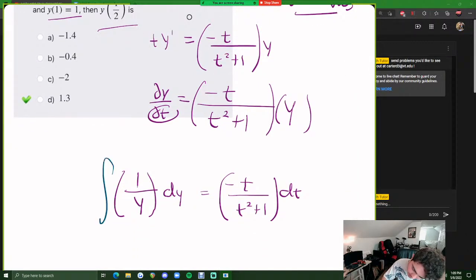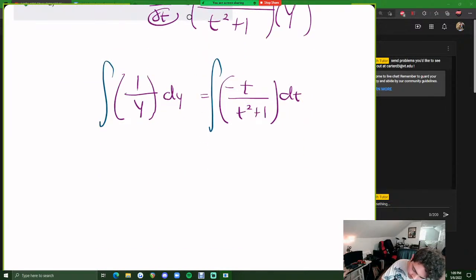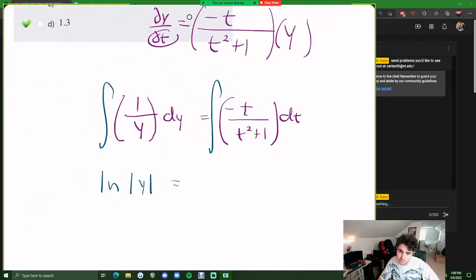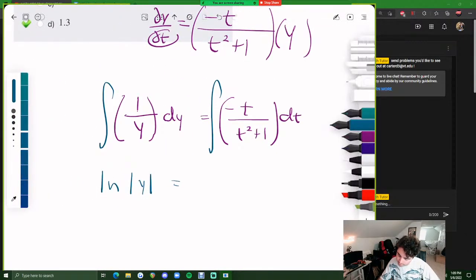And now the next step is to integrate both sides, or find the antiderivative of both sides. 1 over y, we see this example a lot, we end up getting natural log of y. And it might be important to put absolute value bars around the y just in case, you never know. And now this one might use some previous skills regarding integrals.